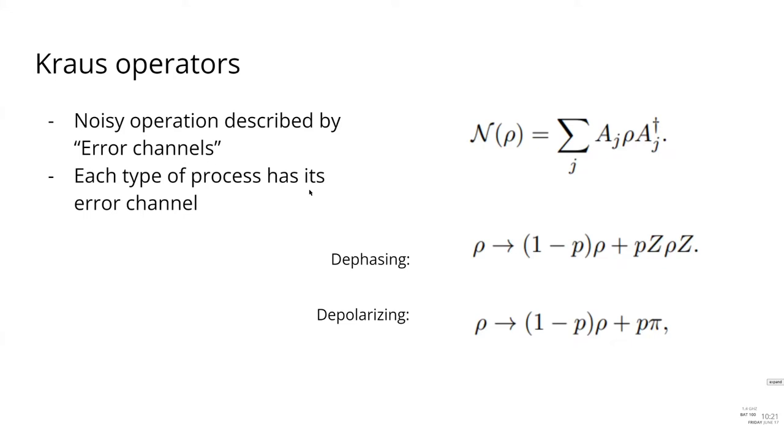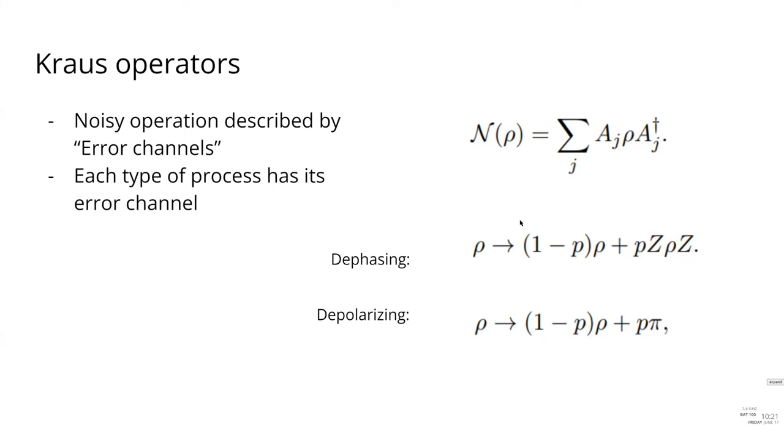The formulation of this is that this noisy channel is defined by a summation over all the multiple components of the noise process, where rho is sandwiched between two operators, actually one operator and its conjugate transpose, and these are called Kraus operators. They describe different possibilities of what can go wrong in this system.